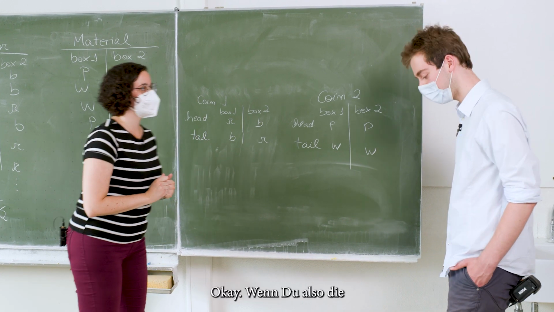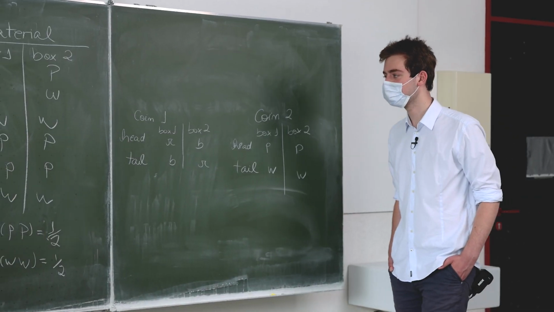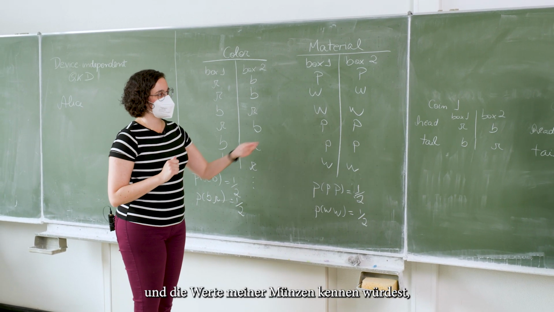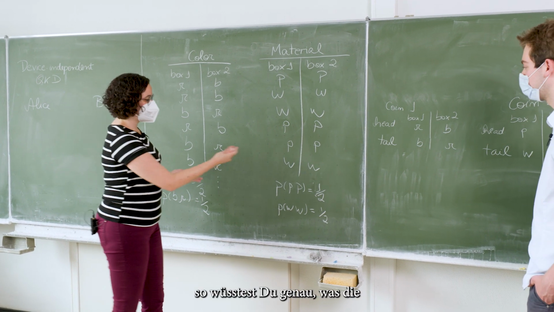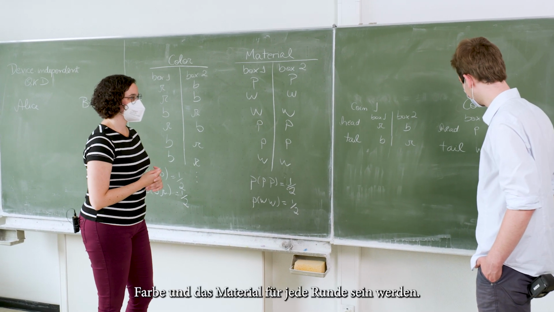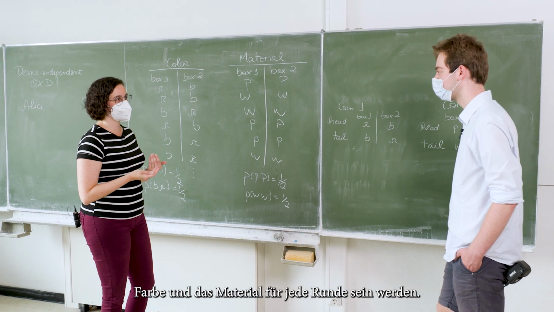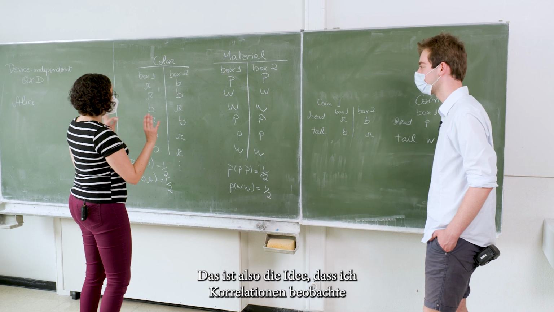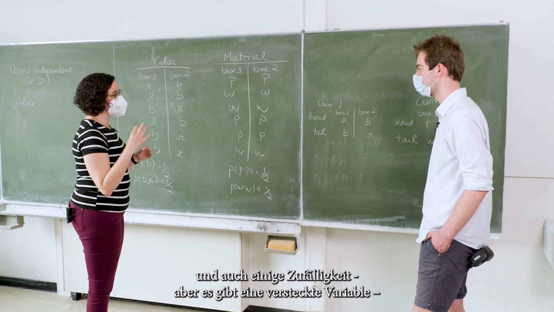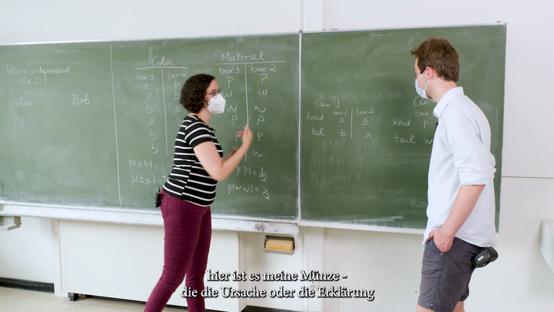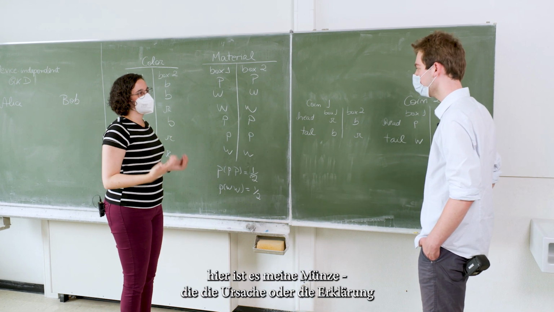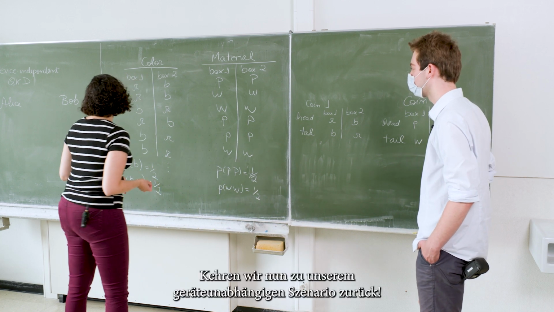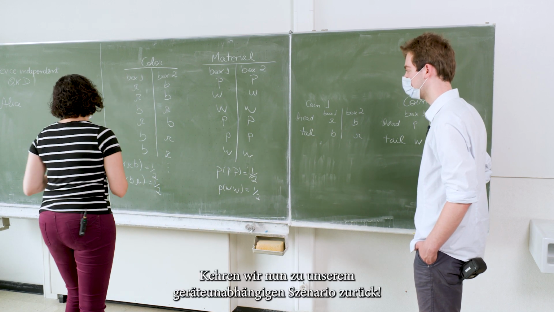Okay, so if it was head, I would put both plastic balls, and if it was tails, I would put both wooden balls. Okay. So even though you observe the correlations and randomness, actually if you would know the values of my coins, you would know exactly what was the color and the material for each of these instances, okay? So this is the idea of the case where I observe correlation, I have some randomness, but there is a hidden variable, which here was my coins, or there is a causal explanation for these correlations that I'm observing. Okay, so now let's go back to our device-independent scenario.